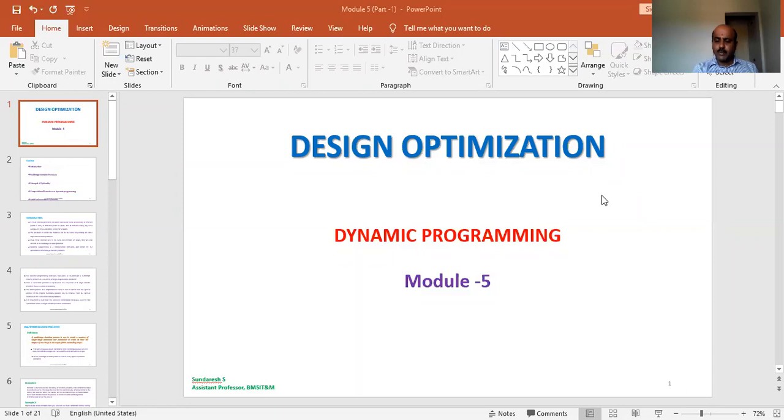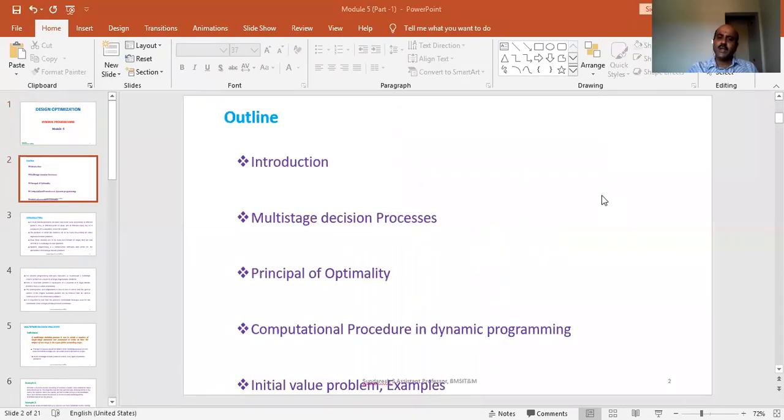Okay. So in the outline of dynamic programming, we need to discuss an introduction to dynamic programming and multi-stage decision processes. We have the principle of optimality, the computational procedure in dynamic programming, and at the end we have initial value problems, and also certain examples: solving linear programming problems using dynamic programming, and how to solve nonlinear programming using dynamic programming. Those problems we will discuss at the end of this chapter.